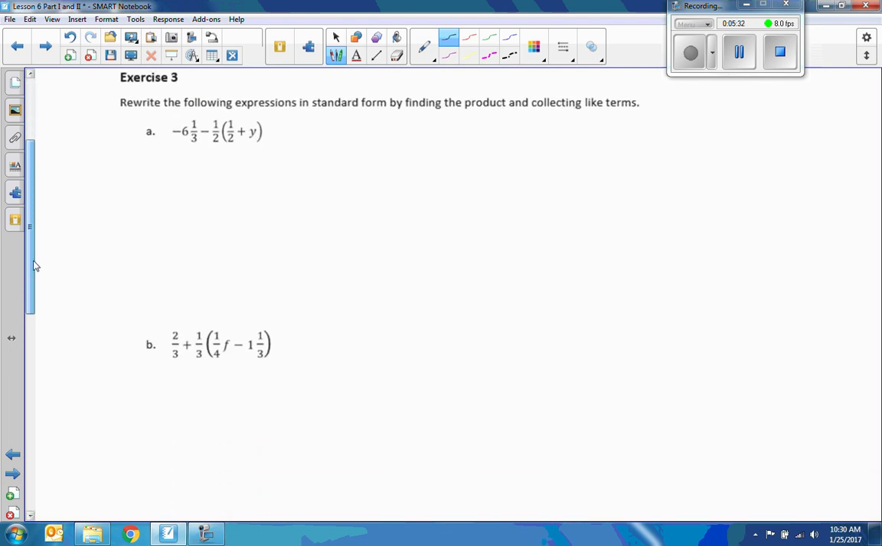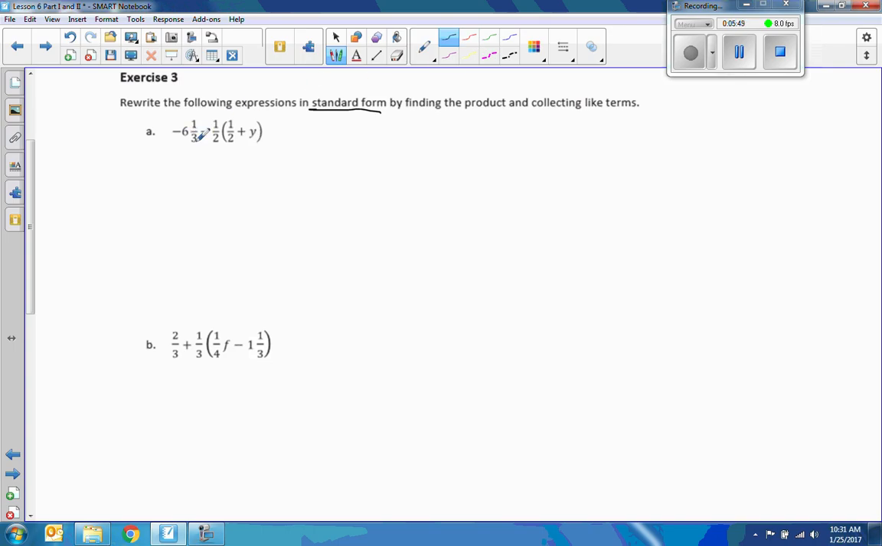Exercise 3. So now it's your turn to try. Take a few moments, pause the video, see if you can do this if you haven't done it already, and then come back and check my solution. Okay, so you should have gotten these in standard form. Finding the product and collecting like terms.